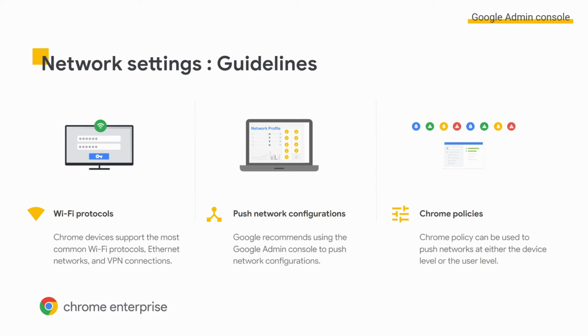The device level networks are available at the login screen, in kiosk or managed guest mode, or when any user logs in. And the user level networks are only applied after the user logs in. This configuration mode can be used to switch users to networks with additional privileges, like access to internal tools after logging in, for instance.